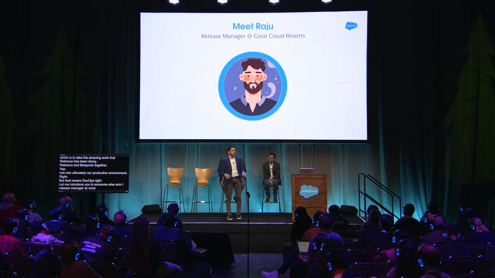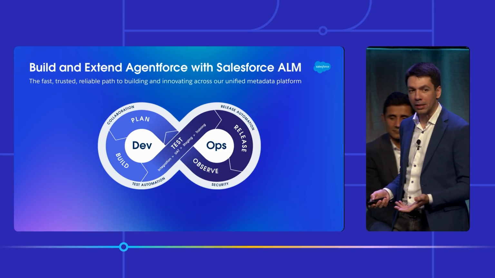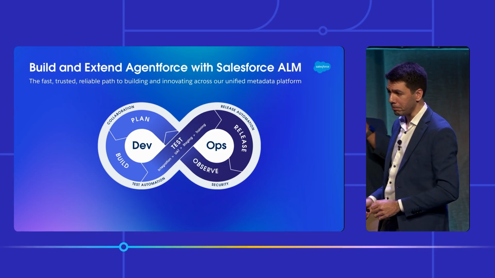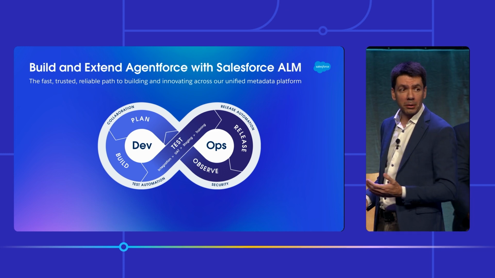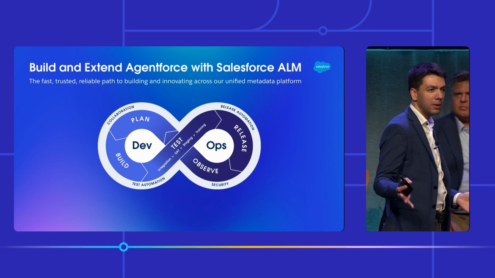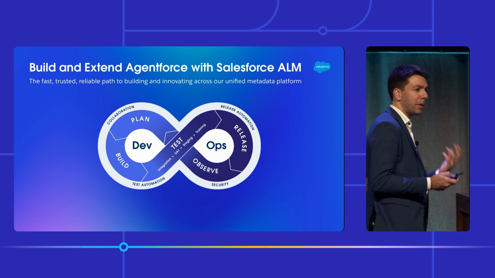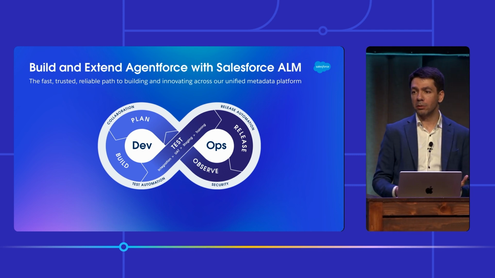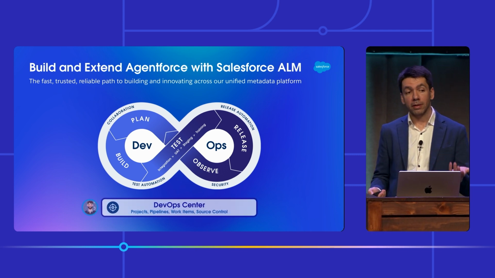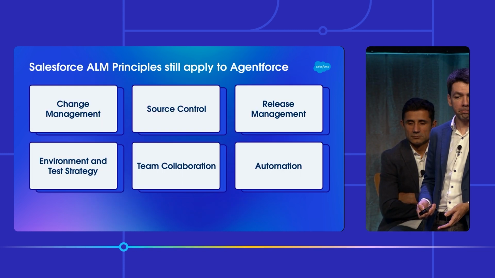So like many of you, he is responsible for ensuring that in Coral Cloud Resorts, they follow a set of best practices. And he's been doing that by adopting our Salesforce ALM, or Application Lifecycle Management concept, which allows them to follow a set of best practices around planning, solutions, building, testing, releasing, ultimately monitoring the health of those solutions once they go live. And the primary tool that Raju has been using to deliver this is DevOps Center, our release management tool tightly integrated with source control.